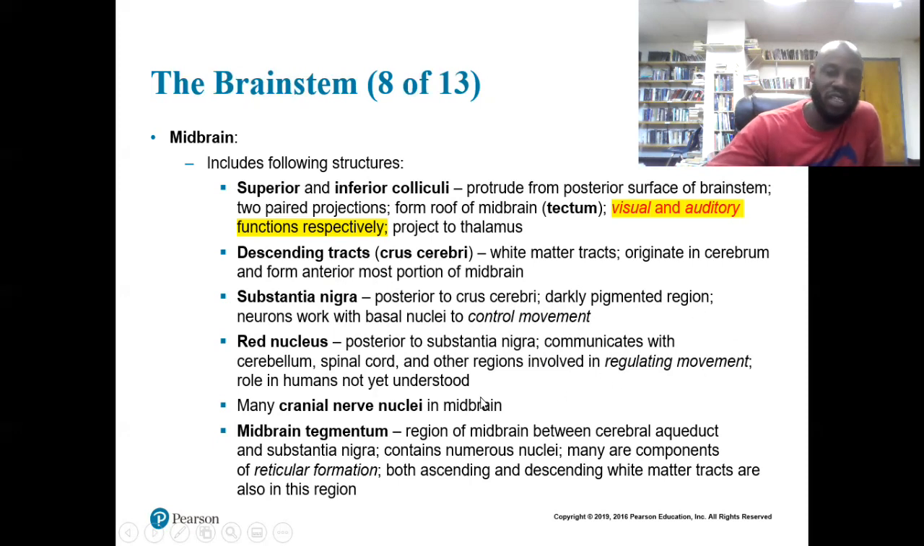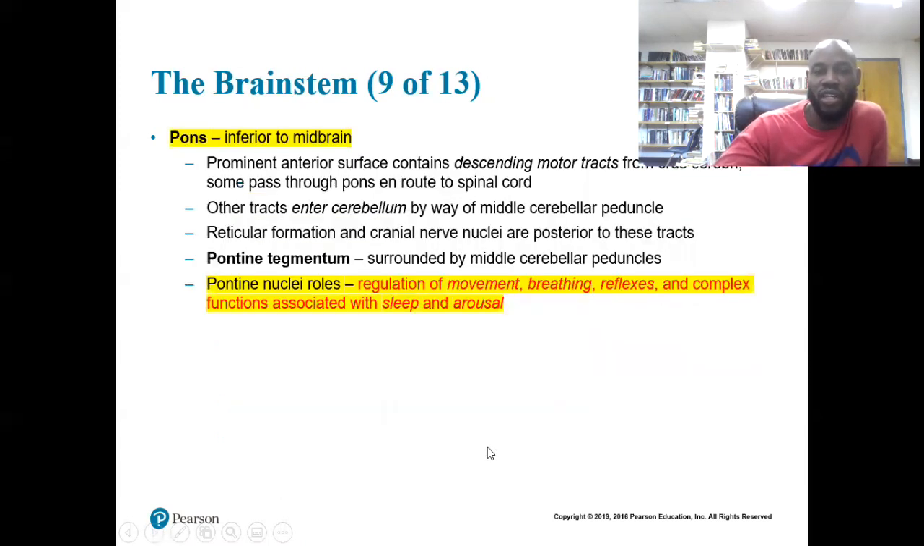regulating movement. Once again, many cranial nerve nuclei, so soma, cell bodies for the cranial nerves. Remember, cranial nerves don't go through the spinal cord. They're in the midbrain. And then here at the bottom of the midbrain, the tegmentum, the region of midbrain between the cerebral aqueduct and substantia nigra, contains numerous nuclei. Many are components of the reticular formation, which we'll talk about in more detail. Ascending and descending white matter tracts are also in this region. It's all in the midbrain.